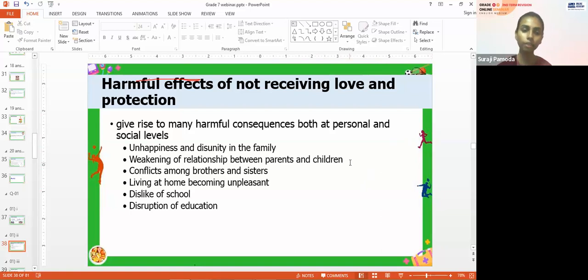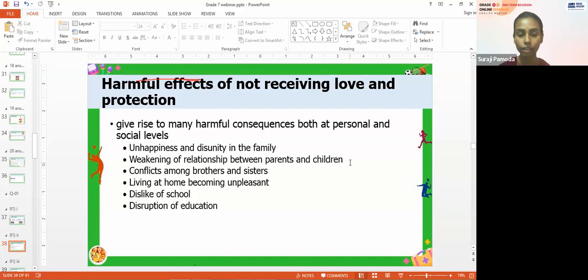Then weakening of relationship between parents and children. Okay. Parents ලා සහ children අතර සම්බන්ධතාවය හරියට නැති වෙන්න පුළුවන්. ඊට පස්සේ conflicts among brothers and sisters, like fights, they may get into fights frequently, right? Conflicts among brothers and sisters. And then living at home become unpleasant. They don't like to stay at home because they don't receive enough love and protection. හරිද? ගෙදර ඉන්න කැමති නැහැ සමහර වෙලාවට.